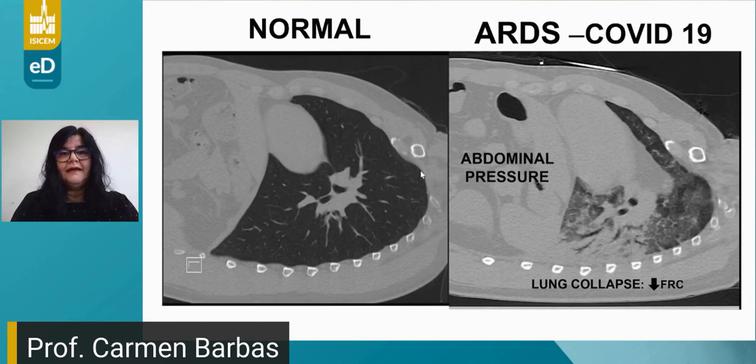In ARDS, patients in the supine position can have a lot of collapse in the bottom part of the lung, and sometimes a high abdominal pressure can compress the lung, and you can decrease the lung volume, worsening the patient's condition.